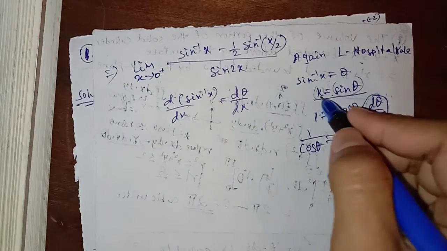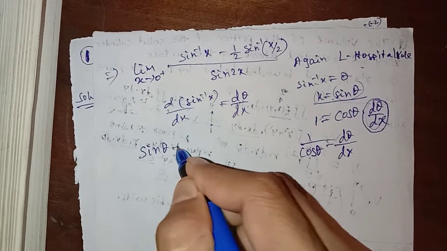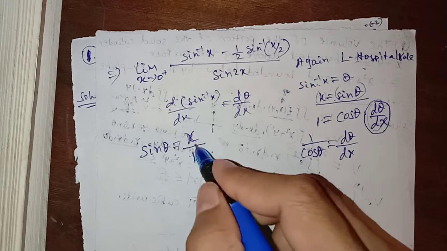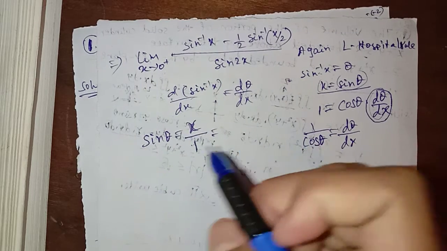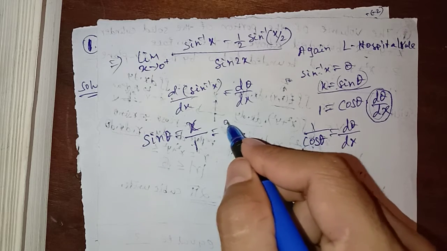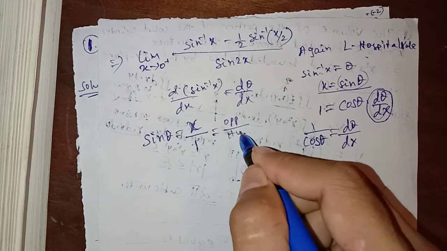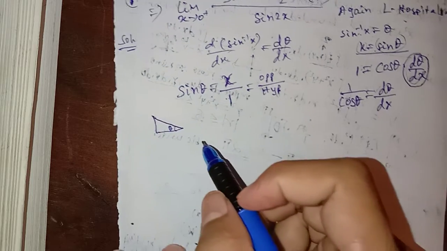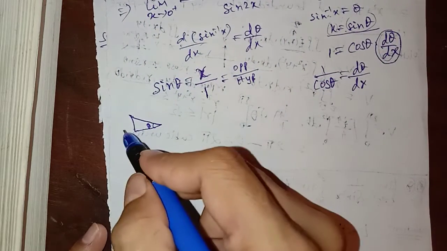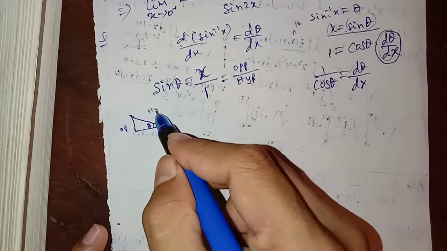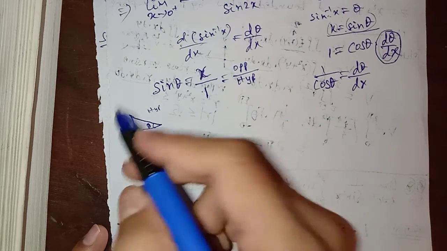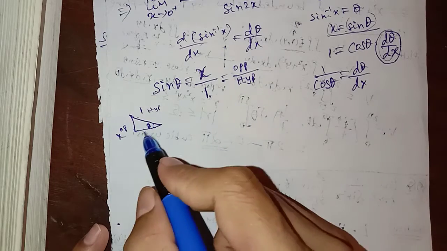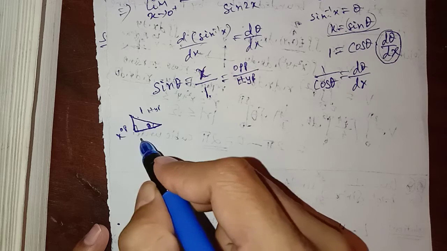Now we have sine theta is equal to x, so we can write it as x divided by 1. What is sine theta first of all? Sine theta is opposite side of triangle divided by hypotenuse side of triangle. If this is a triangle and this is theta, then sine theta means opposite side divided by hypotenuse side. In the place of opposite side we have x, and in the place of hypotenuse side that is 1. If this is a right angle triangle, what is this side?